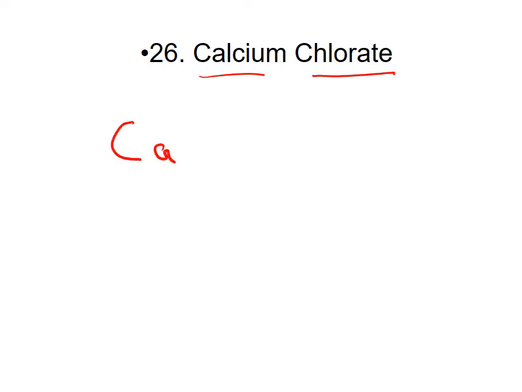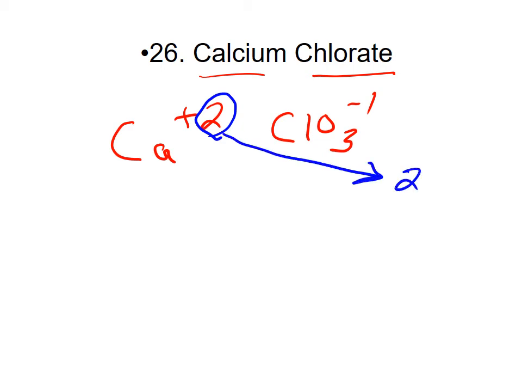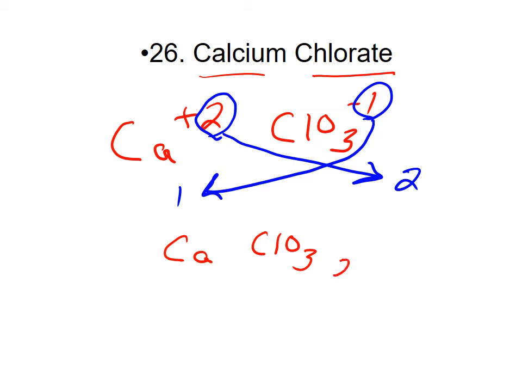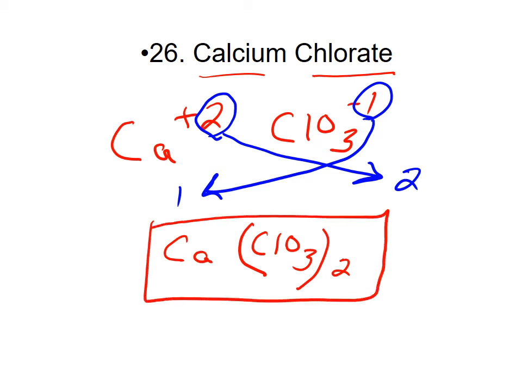For 26, we have calcium chlorate. Symbol for calcium is Ca. Oxidation is plus 2. Chlorate, polyatomic, ClO3 minus 1. Plus 2 and minus 1 don't add to 0, so we know the 2 is coming over here. The 1 will come down here. So we have Ca, no writing of 1, but we have ClO3. We know a 2 is going to be on it, so we have to double the whole thing. So we're going to put that one in parentheses. And calcium chlorate.